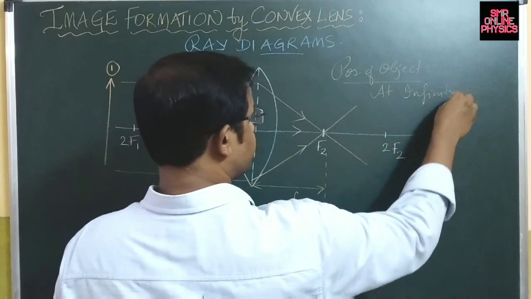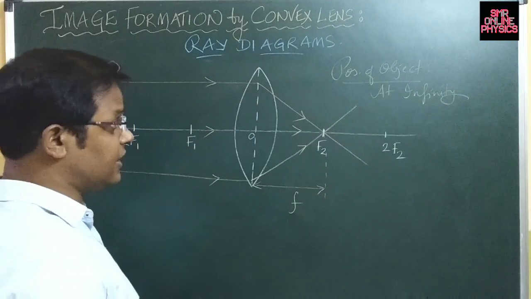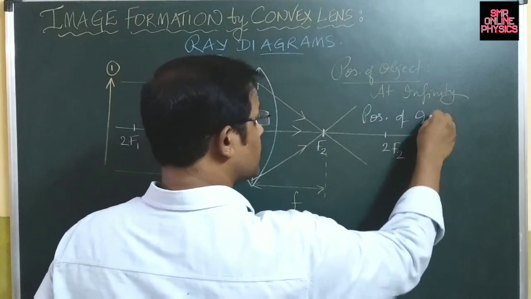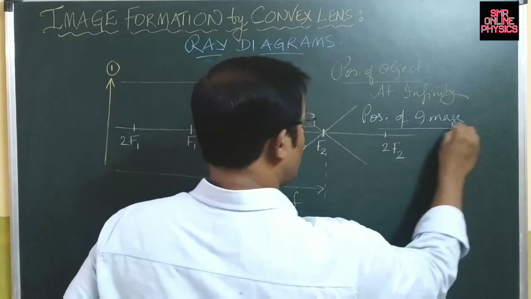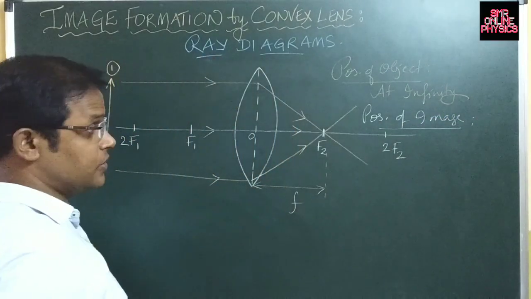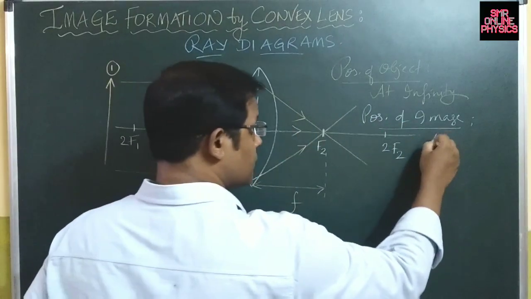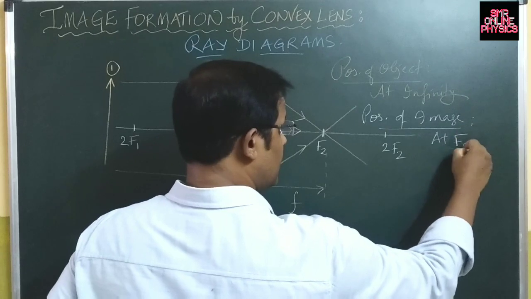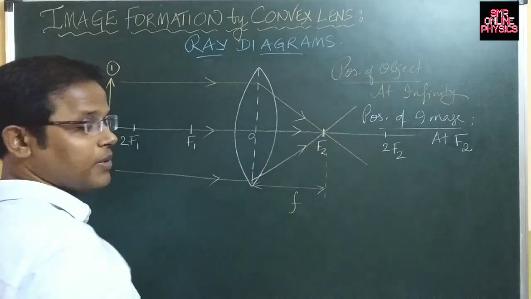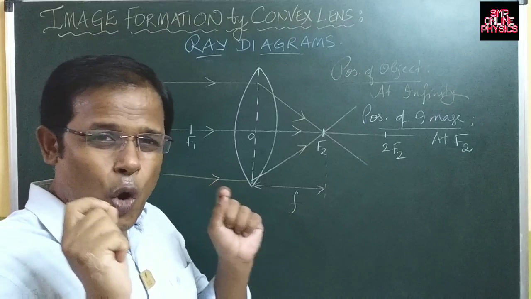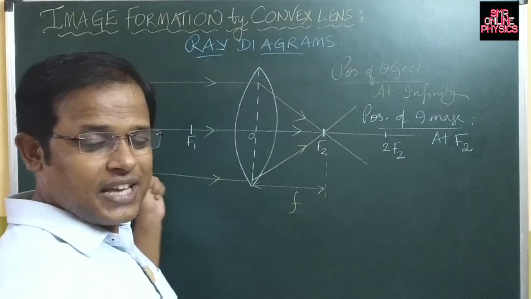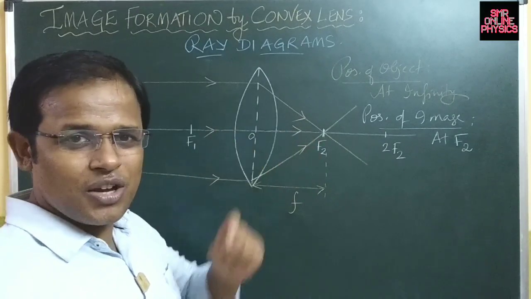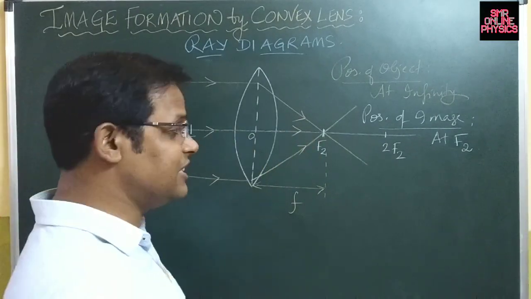Then the second characteristic to be written is the position of the image. Where is the image formed? The image is formed at the focus. Sorry, not 2F2, this is only F2. Here is the image formed. A very, very tiny point-sized image. Please see that. This is almost like the sun in the sky, and this is the tiny dot of the sun's image, extremely diminished.